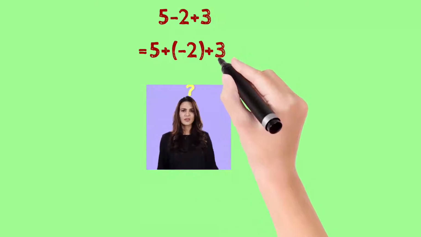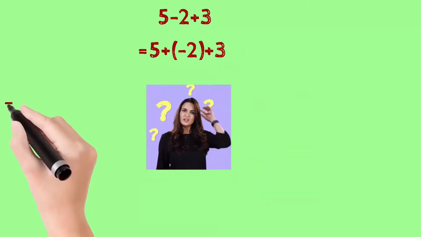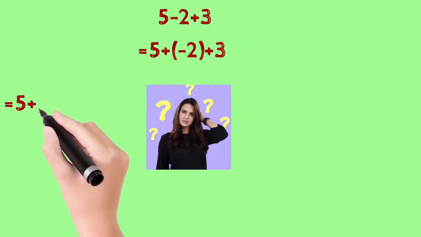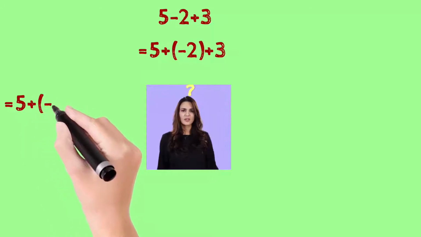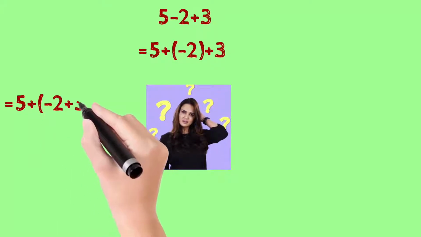Now instead of subtracting 2 from the values, I'm going to add minus 2, which is an integer, to the system. Now you see there are three numbers, 5, minus 2 and 3, which are being added. So it is an addition operation. So this will be associative.